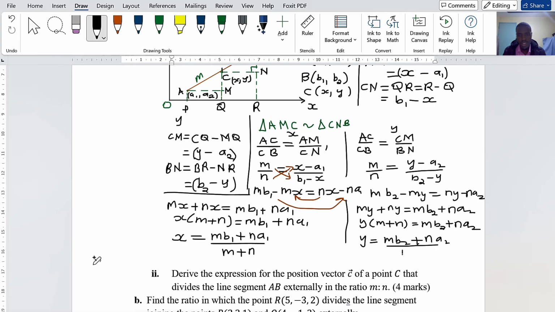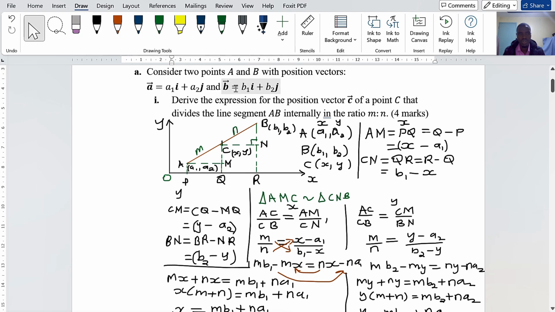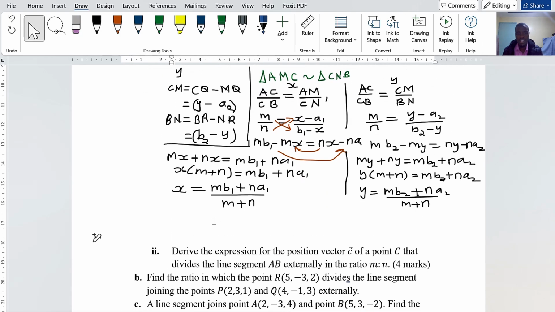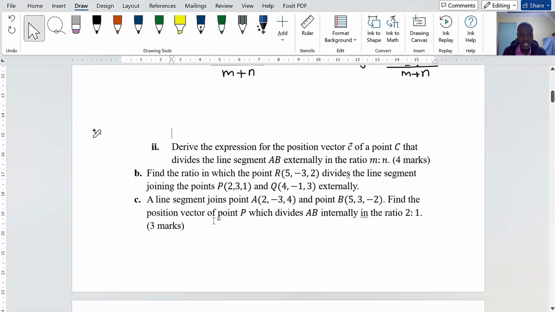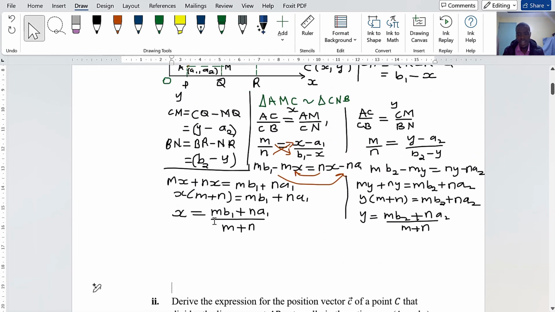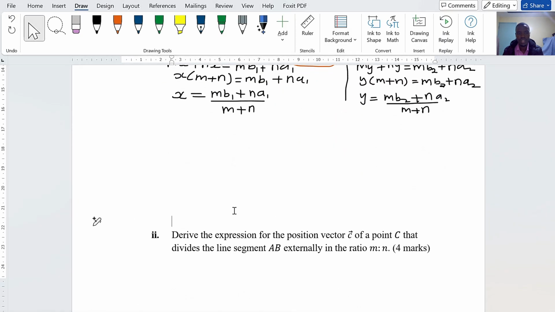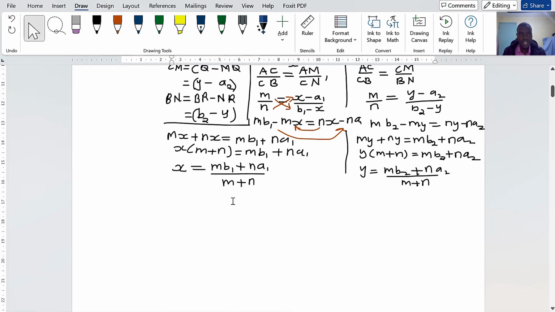Now y, if you divide by m plus n, then y will be m b2 plus n a2, all divided by m plus n, which is actually the same as here, only that we deal with ones. Of course, ones are for x and twos are for y. You can see from the vectors, 2 is for j and 1 is for i. Now we want to reduce our ratio into a simpler form. We'll move that one down. To do that, we are going to have to combine the two.